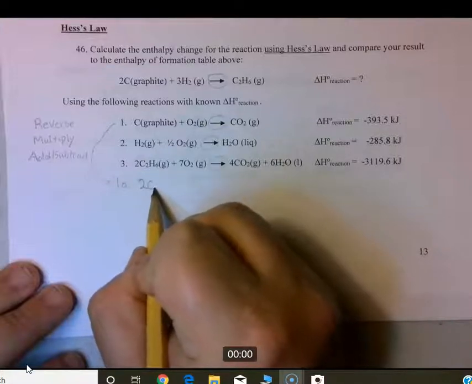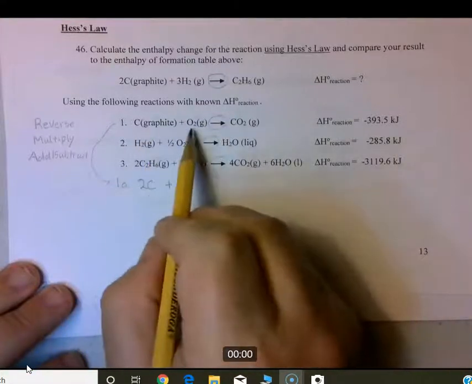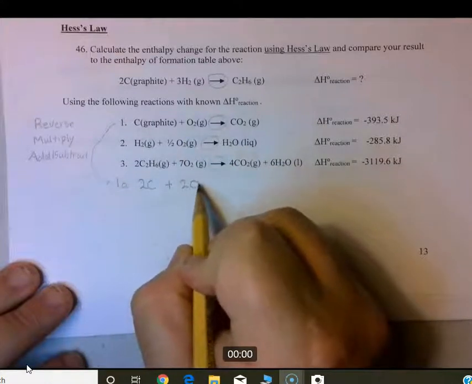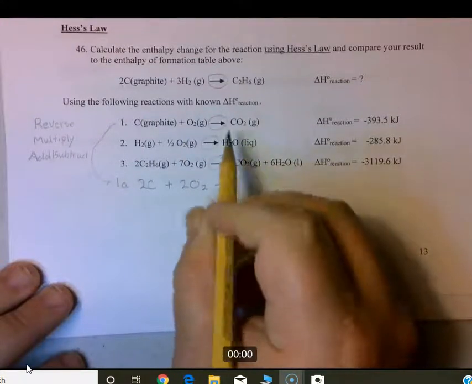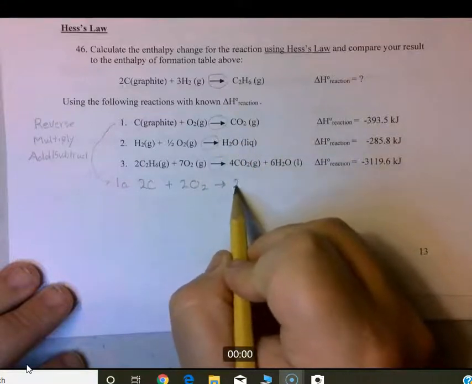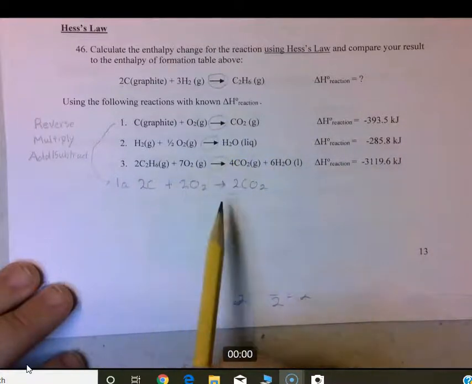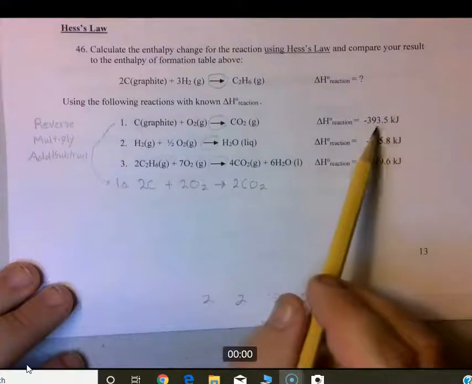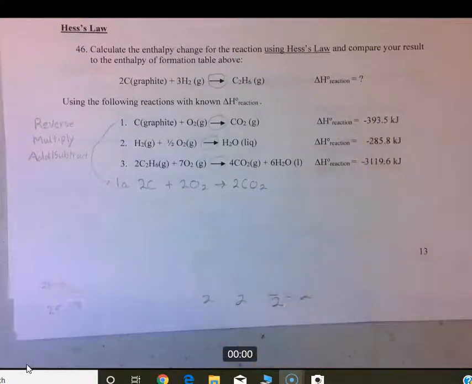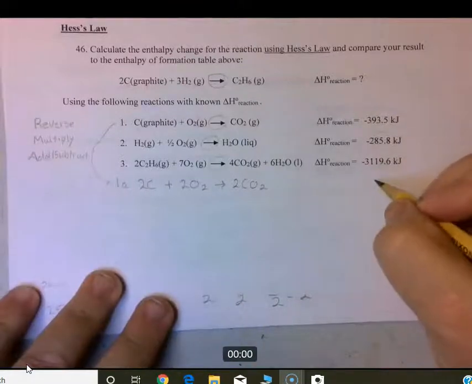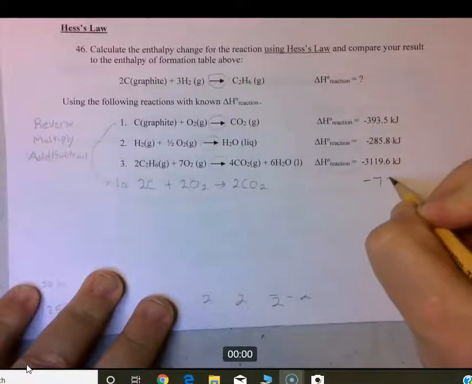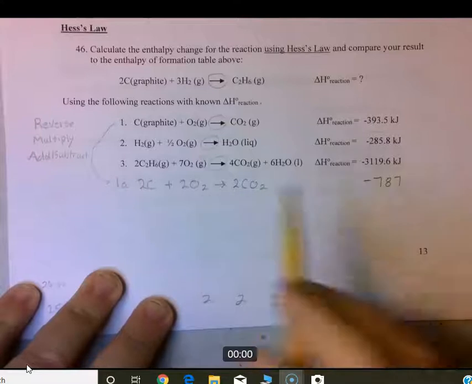So we have 2C. That means everything has to be multiplied by 2. 2O2 and 2CO2. I'm not going to bother writing the states. It's not important right now. Okay, the next thing we have to do then is multiply this also by 2. Everything gets multiplied by 2. And that gives you negative 787. The sign does not change. So I'm going to go ahead and put that over here. Okay, and that takes care of that reaction.